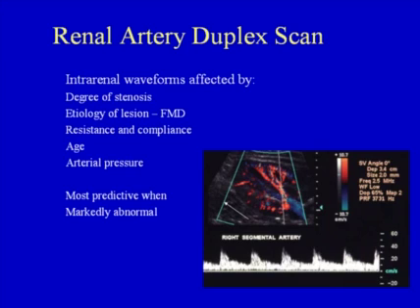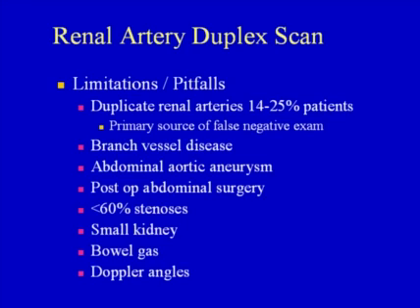The limitations of renal artery duplex include duplicate renal arteries. 14 to 25% of patients are reported to have multiple renal arteries, and this is generally the primary source of a false negative exam. Renal artery duplex is not helpful to identify branch vessel disease. In the presence of a large abdominal aortic aneurysm, the renal arteries are generally splayed out around the aneurysm, and it makes it difficult to see the origins and proximal segments of the renal arteries.